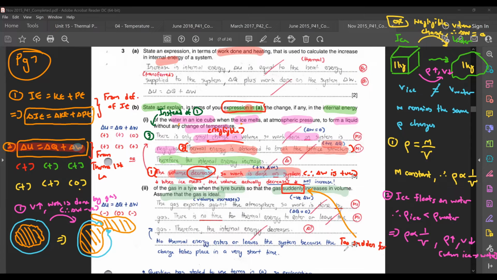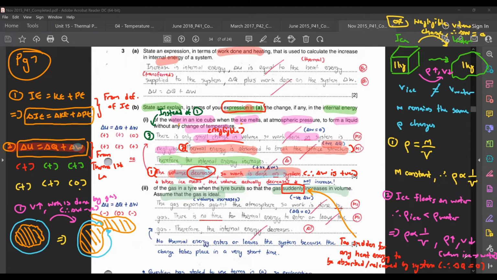for any heat energy to enter. Too sudden for any heat energy to be absorbed or released by the system. So therefore, delta Q is 0.